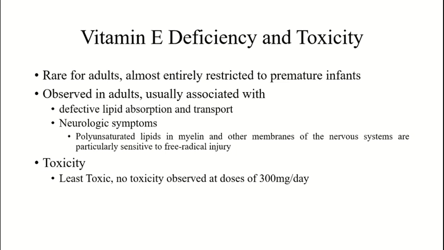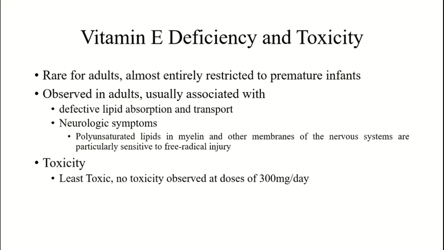All right. Now, vitamin E deficiency is rare for adults, as most, if not all, cases are entirely restricted to premature infants. However, in cases where it is seen in adults, it is typically associated with defective absorption or transport. The signs are increased sensitivity of erythrocytes to peroxide, and the presence of abnormal cellular membrane. Okay. It's least toxic, again. No toxicity has ever been observed at doses as high as 300 mg per day.